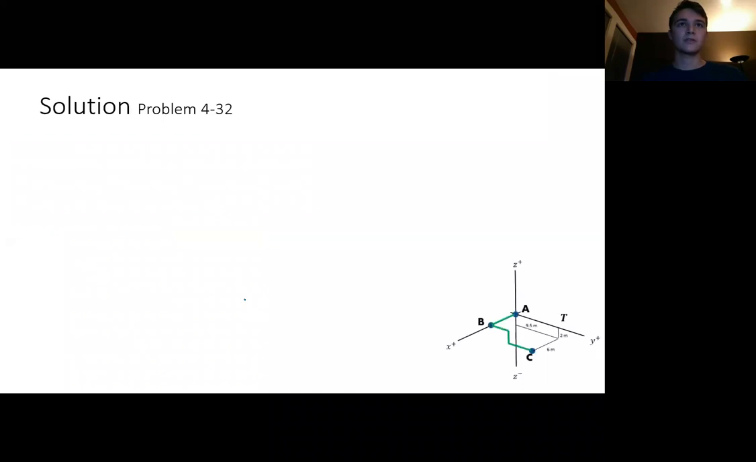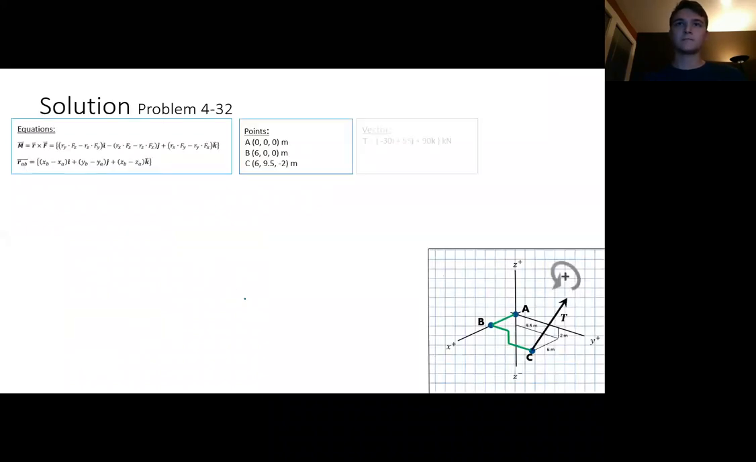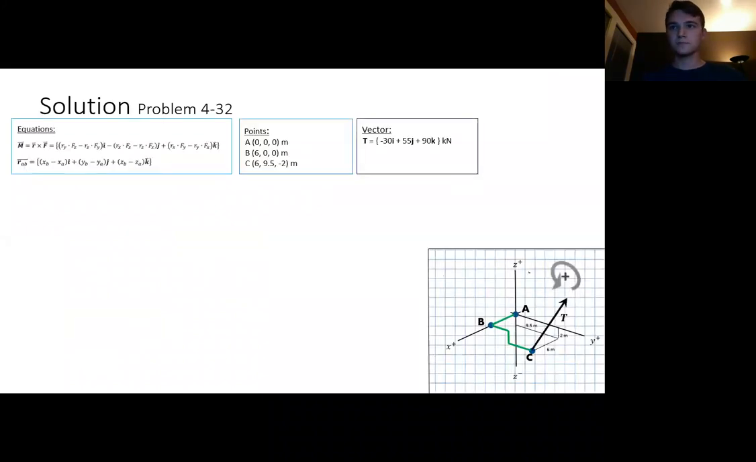So here's the solution. We have all of our knowns, and then we have our image here. This is just for reference. And you'll notice I've indicated this counterclockwise looking arrow, and that's determining which direction is the positive moment. I used the right-hand rule to determine this direction, and from there we can move forward.